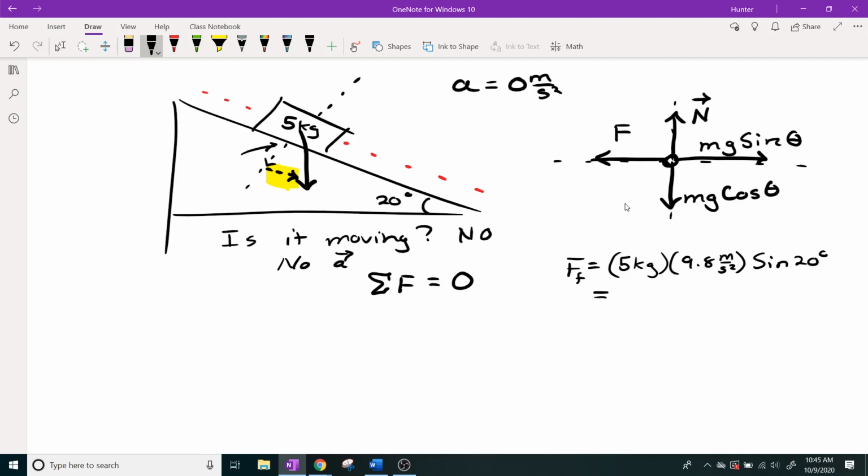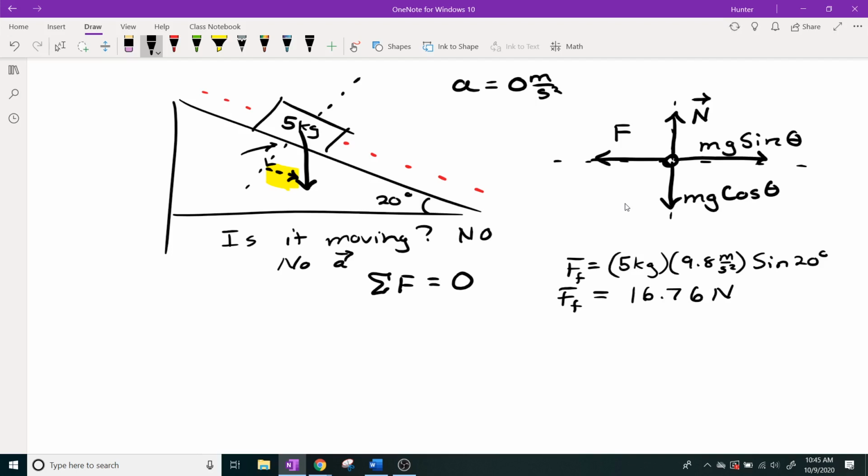16.76? Okay. Did you use 10 last time? Oh, okay. Kind of thought they'd come out the same. What is it, 16.76? Okay, 16.76 newtons is equal to the force of friction.